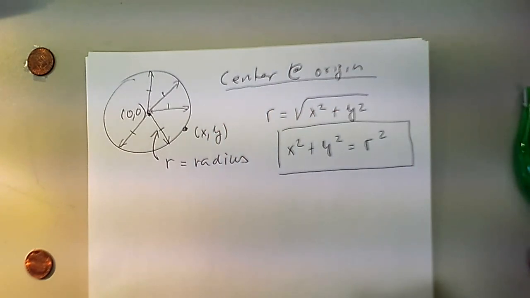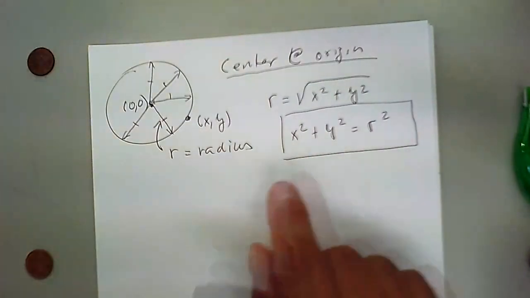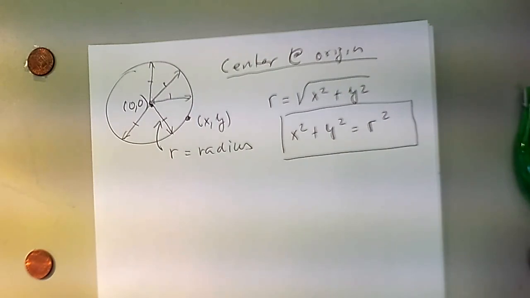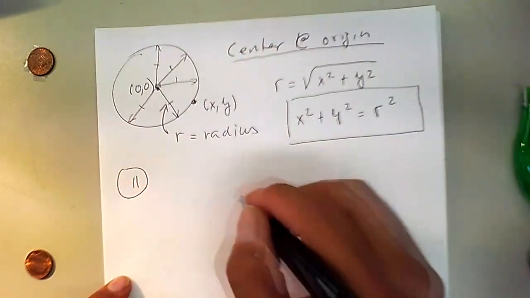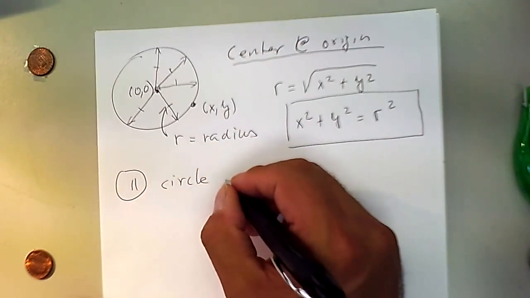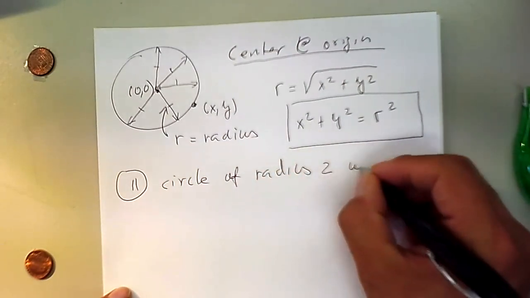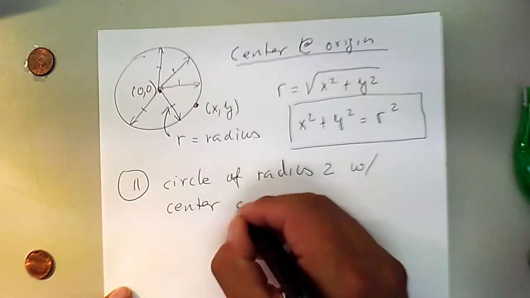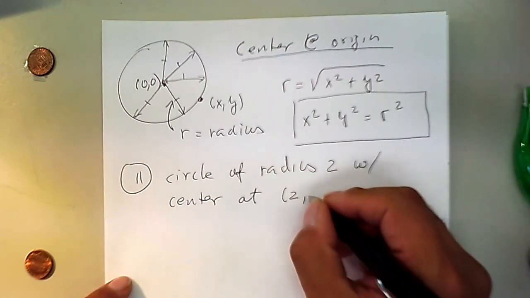Many circles don't have centers at the origin. They have centers somewhere else. Let's say we have a center at 2, 3. Okay, so I did not want to make this an example, but let's start with examples. Example 11. If we want to have a circle of radius 2 with center at, say, we'll start with something like 2, 3.